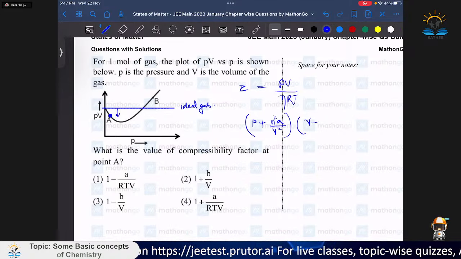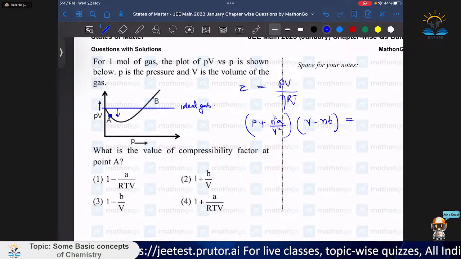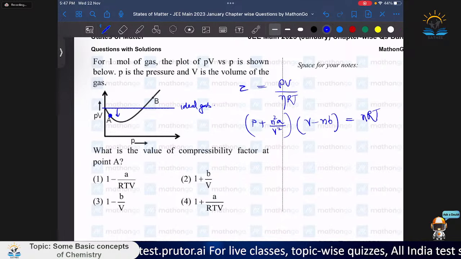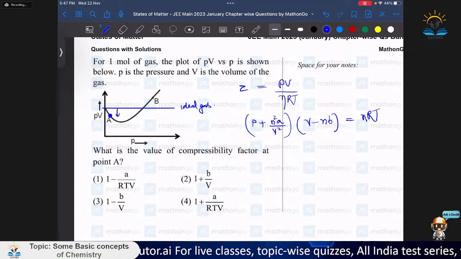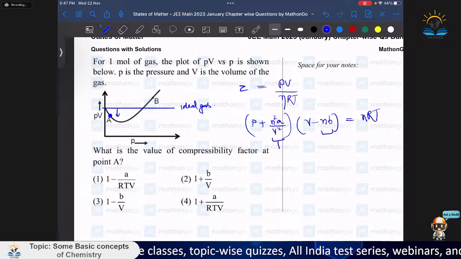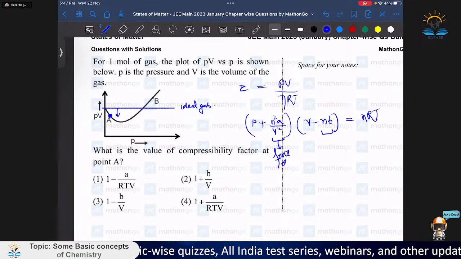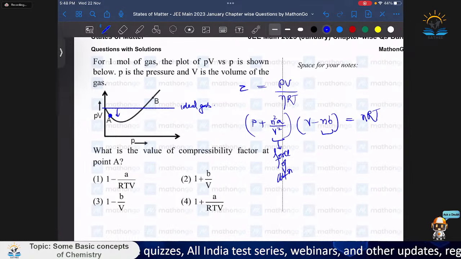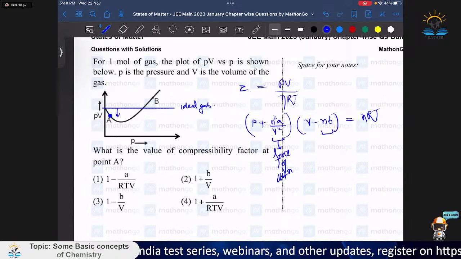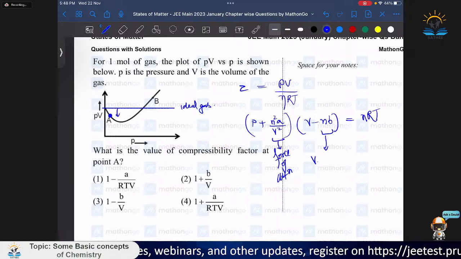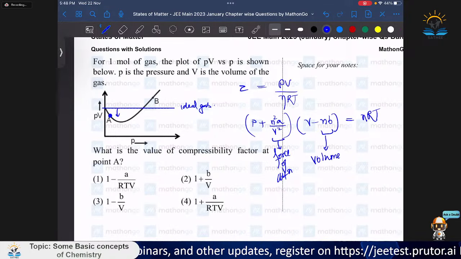(P + n²a/V²) into (V − nb) is equal to nRT. This is the real gas equation. This is the pressure correction term. This is the volume correction term. The pressure correction term says there is a force of attraction, which is why we need to add a bit more pressure. Then the volume correction term says there is a net volume of gas.